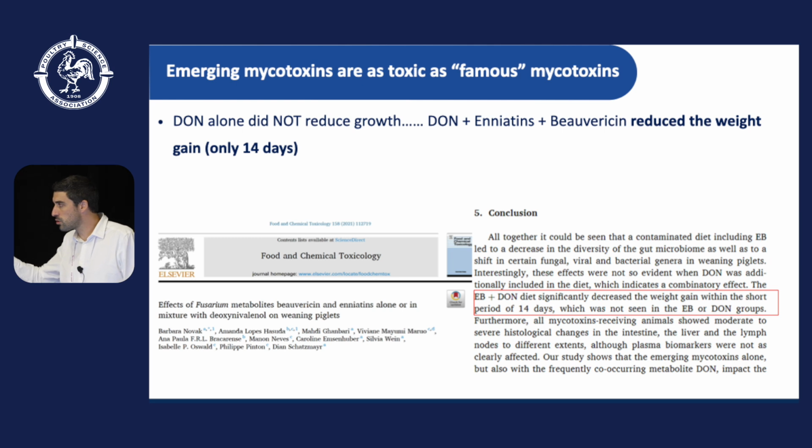It was in piglets, but I'm sure that in poultry species it's exactly the same. They detected that when the piglets were only exposed to DON, the growth was not affected. But if the same concentration of DON was added to enniatins and beauvericin, then there was an impact in the performance. So if we only analyze DON, we will not be able to find the correlation between mycotoxins and the performance. But if we expand the number of mycotoxins that we analyze, we will be able to find the correlation between mycotoxin exposure and impact to the performance.